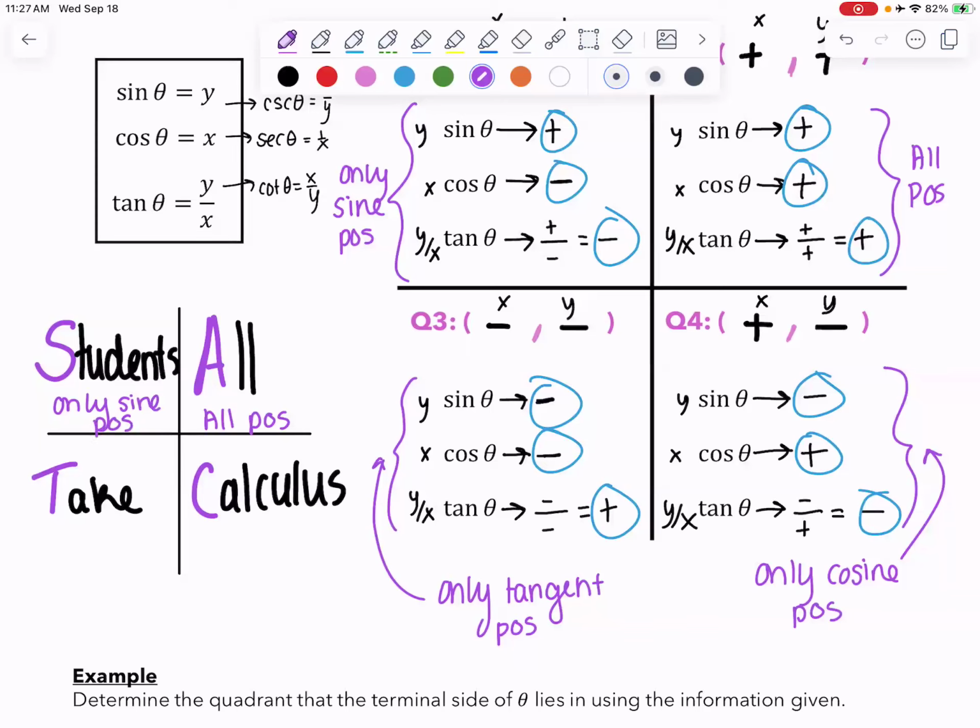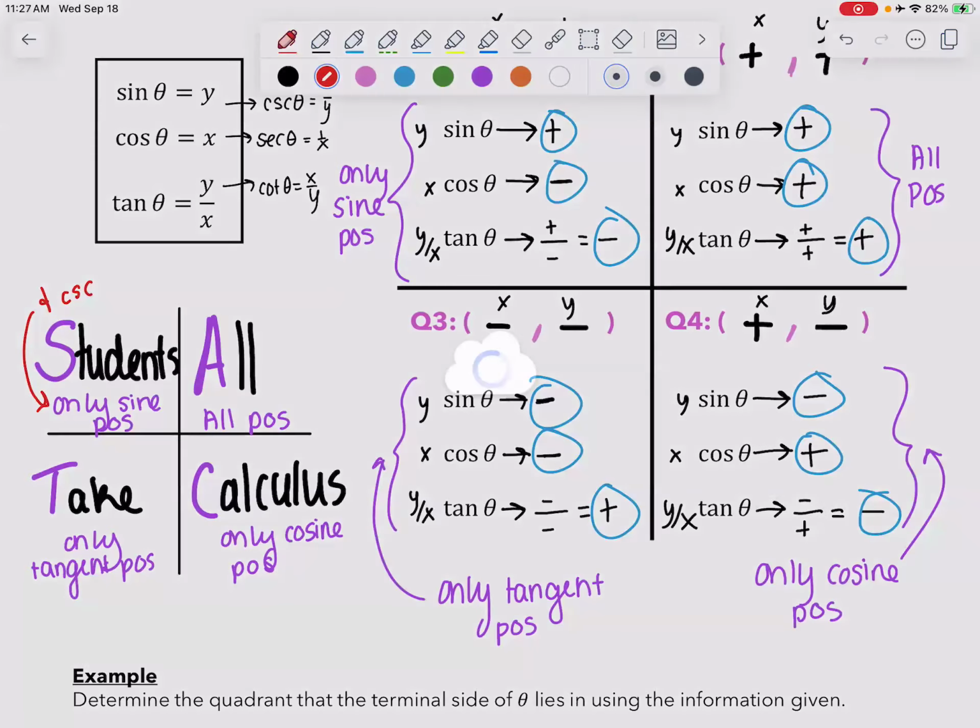In quadrant 3, only tangent is positive. And in quadrant 4, only cosine is positive. This, of course, is them and their soulmates, right? Because it's sine and cosecant that are positive.